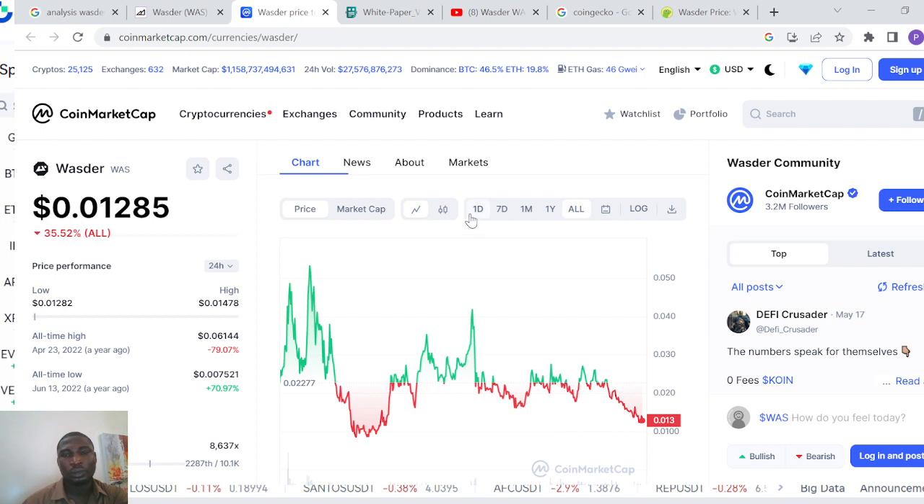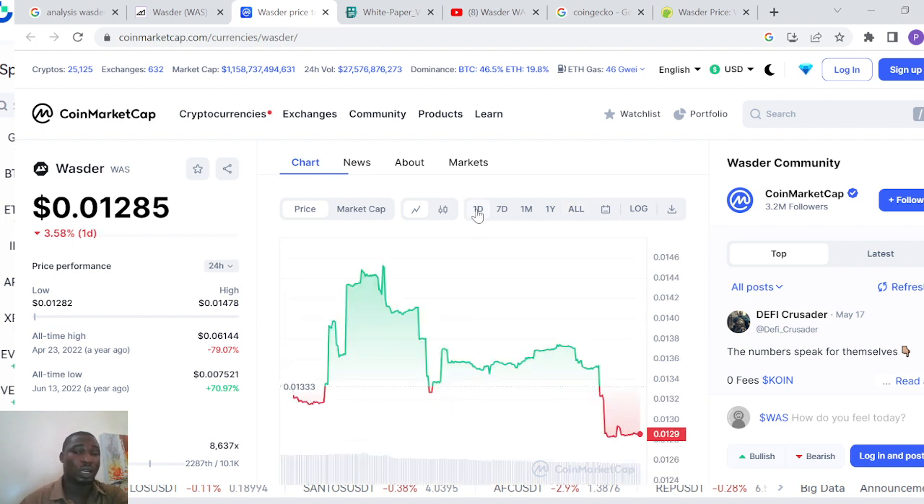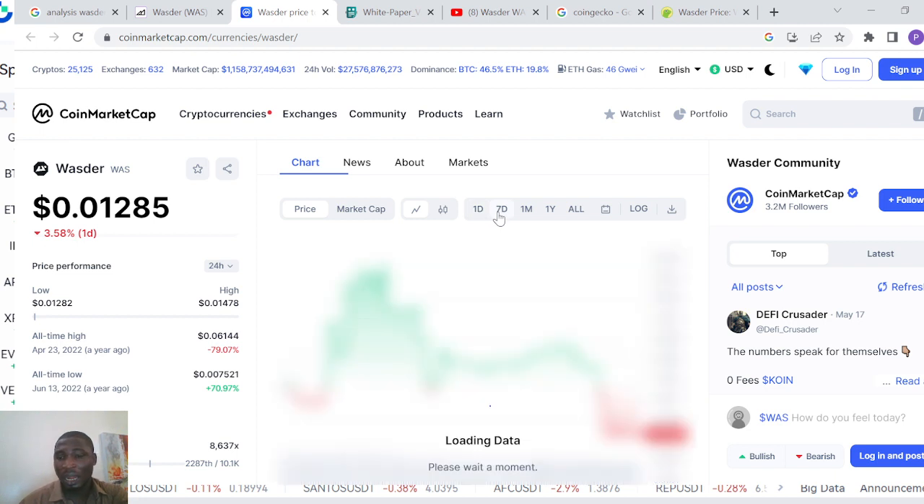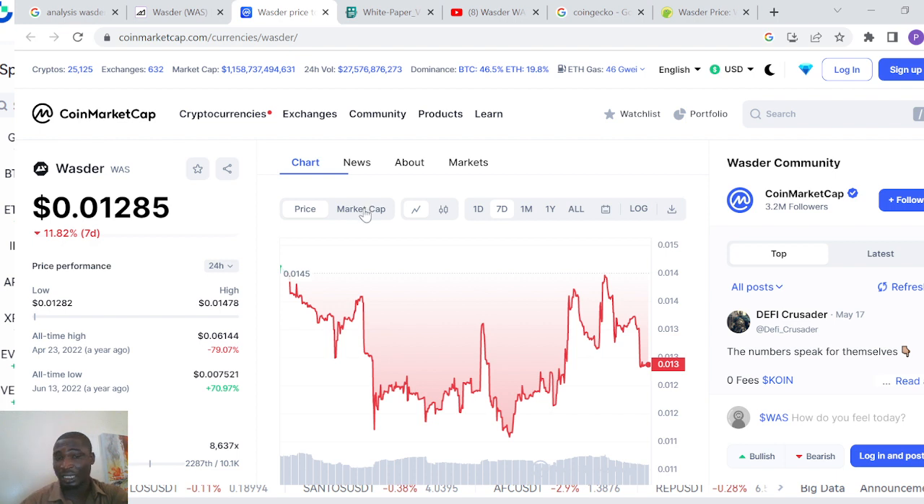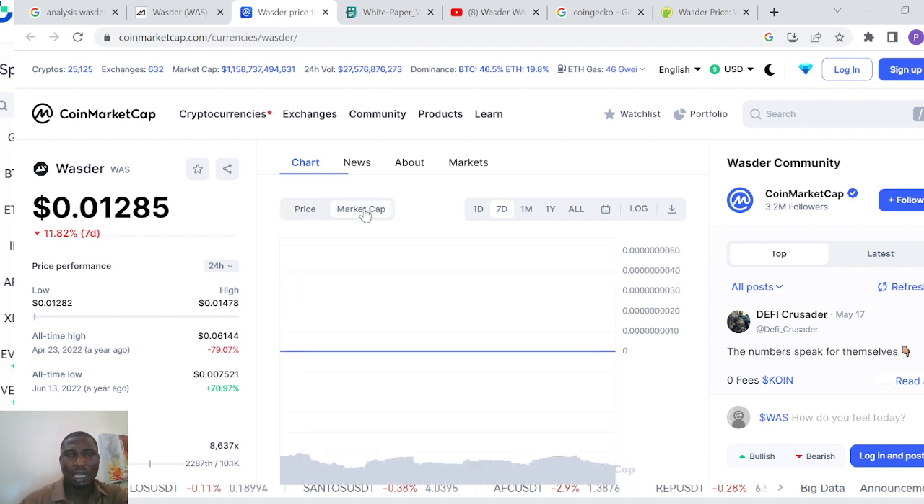Now, what does it measure? People are actually selling this token. Now, the fact that people are selling does not mean that that is the end for this token. It does mean that you can see it's actually red. A lot of people are actually selling this token. But now let's check the market cap. Are people actually investing into this token?